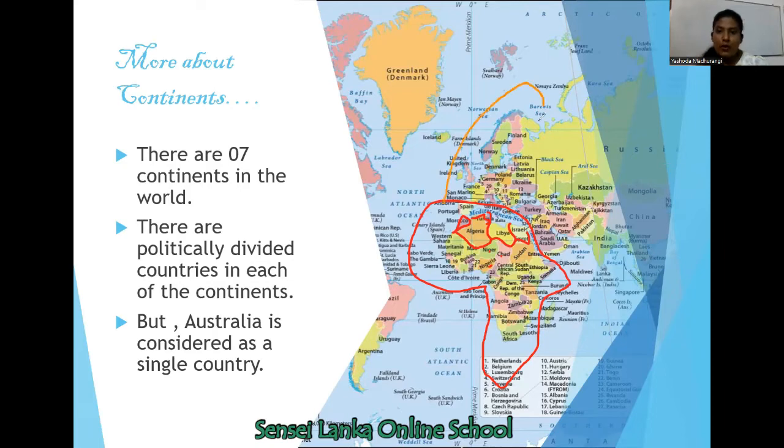If you go to Europe, this is Europe. Look at my orange color one. Finland, Sweden, Norway, Poland, Denmark, Germany. Can you see? So the continents are divided into countries. So it is very easy to control, very easy to do the administrative activities.